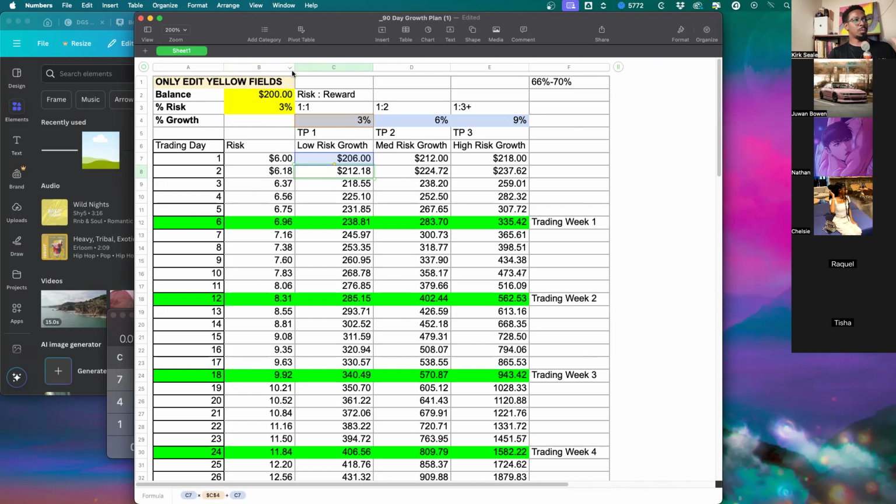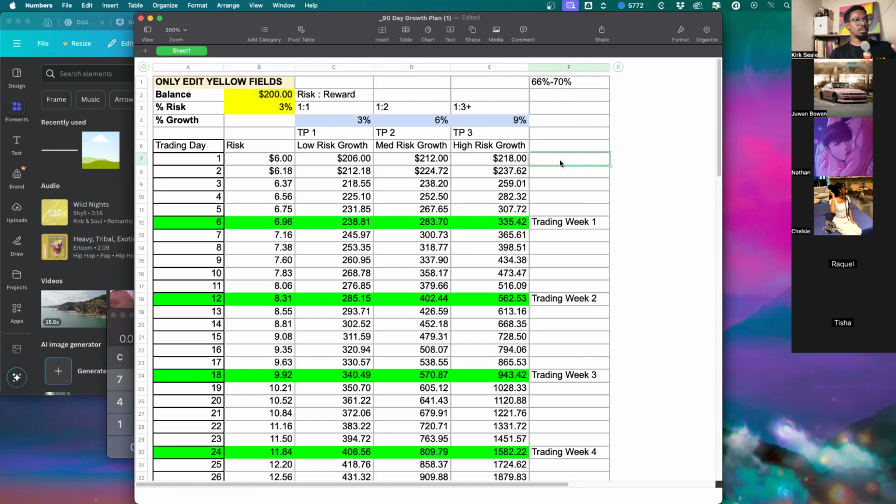All right. So if we were using this growth chart for your $200, 3% risk, right? That means you're losing $6. If you had a one-to-one, where take profit one is equal to your stop loss, then you will make $6 on your trade. If it was 2-to-1, it'd be $12, 3-to-1, 18, right? This is what your account could look like as it is growing.